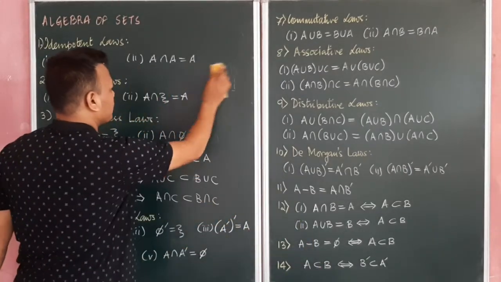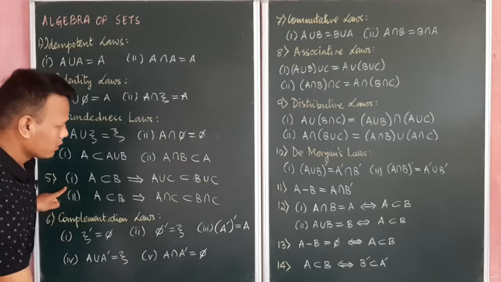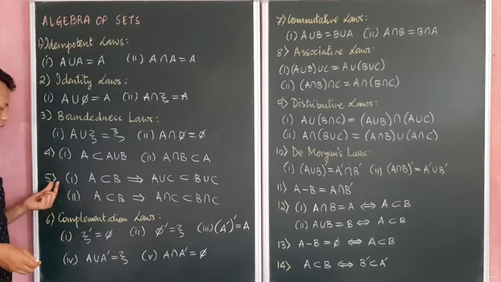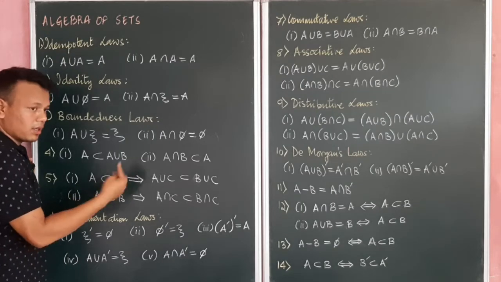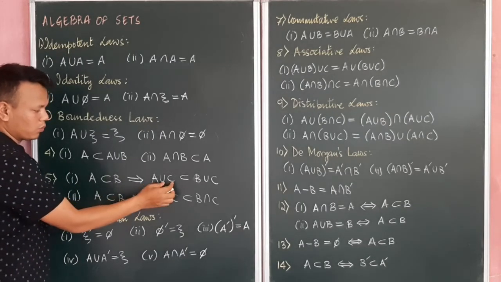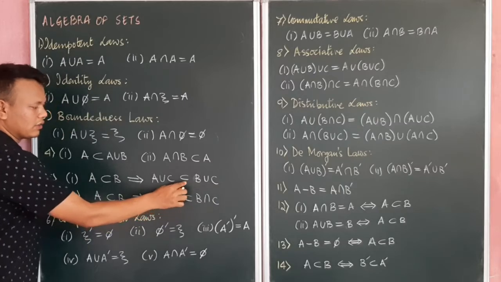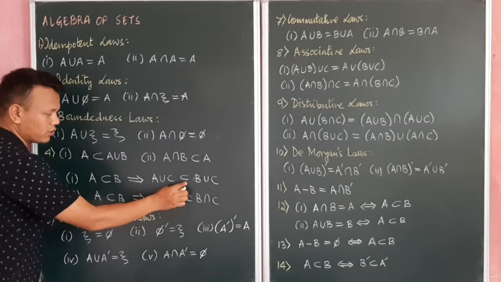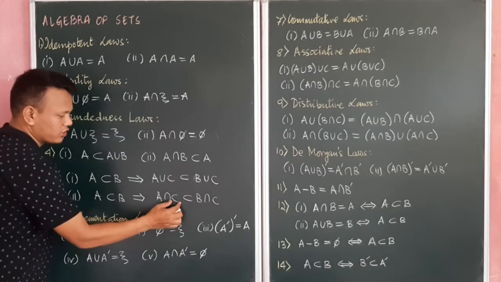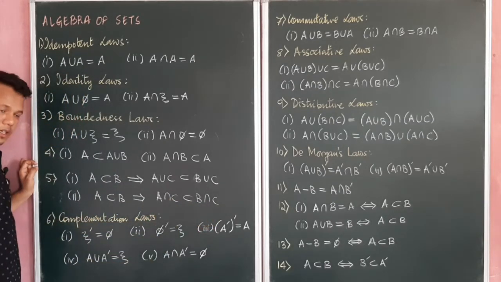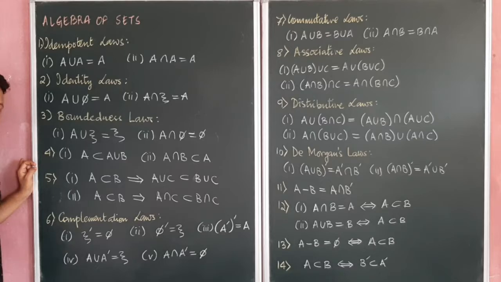Alright. So next is this one. Here also we don't have any name given, but what is given is: if A is a subset of B, then if you put union C on both sides, still the sign will remain the same. That means it will be a subset. Similarly the same thing happens if you take the intersection of the same sets on both sides. All right, okay.